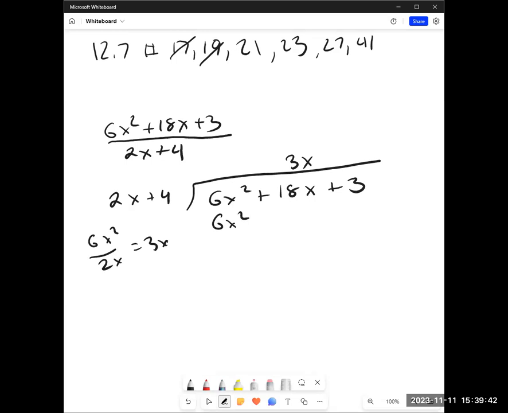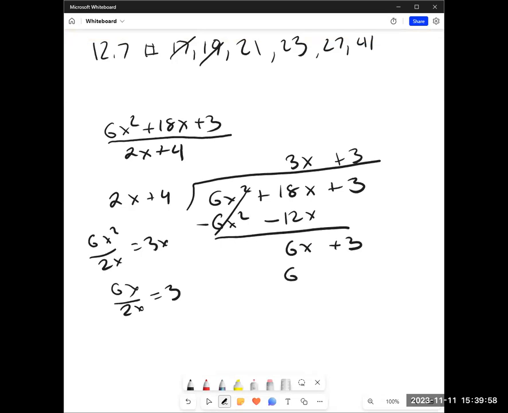6x squared, 12x, change my signs and add. 6x divided by 2x is a positive 3. 6x, 12, change my signs and add. And there we go.